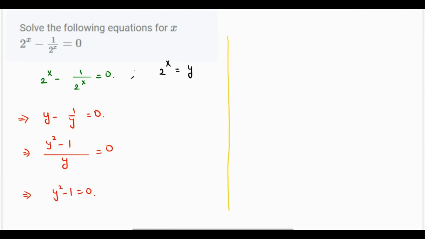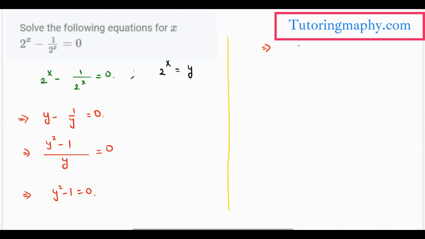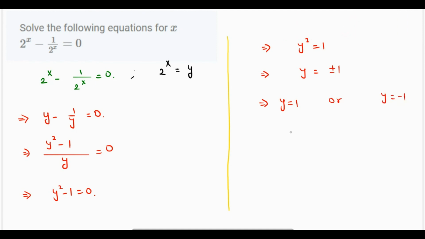Let's continue over here. So we have y square minus 1 is equal to 0. This means that y square is equal to 1. And if we take the square root of both sides, we have y is equal to plus minus 1. This means that there are two solutions, either y is equal to 1 or y is equal to minus 1.